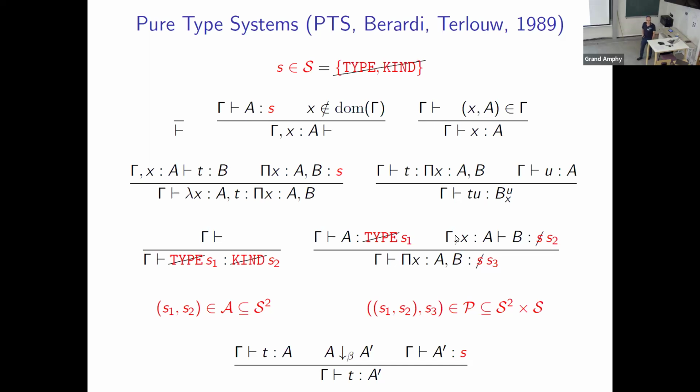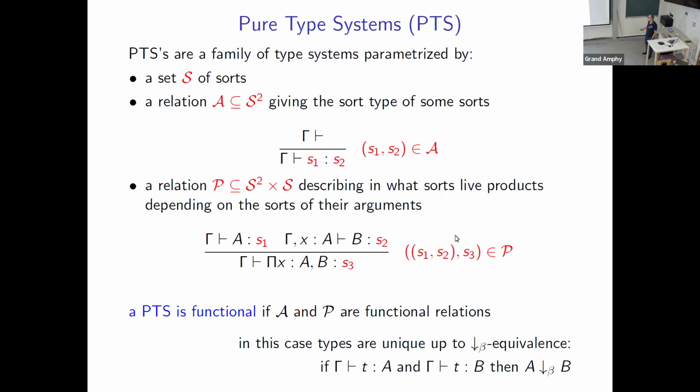And so what's the interest of all this? So I summarize again here. What is a PTS? We have a set of sorts, the relation A typing the sorts, and the relation P for products. Okay, and we say that such a PTS is functional if the relations A and P that we are considering are functions.